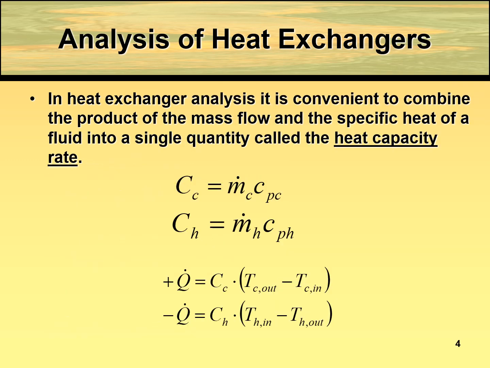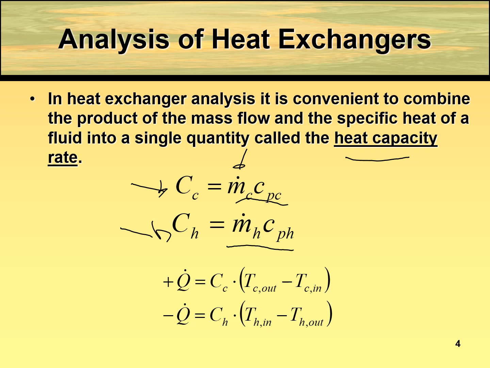In heat exchanger analysis, it is convenient to combine the product of the mass flow rate and the specific heat of the fluid, which we call the heat capacity. The heat capacity is the mass flow rate times the specific heat at constant pressure of the fluid. This is for the hot fluid and this is for the cold fluid. For the cold fluid we denote it as C_C, and for the hot fluid as C_H.